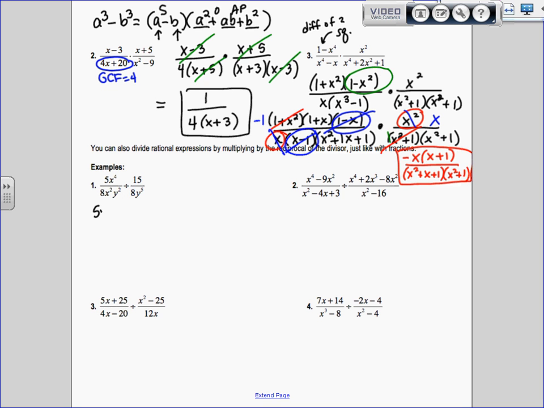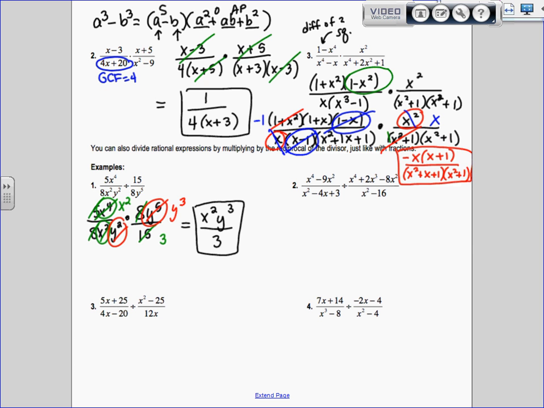So for this one, I'm going to have 5x to the 4th over 8x squared y squared times 8y to the 5th over 15. And I'm going to start reducing. So like 5 and 15 make 3. 8 and 8 go away. Look at my x's. I have x to the 4th over x squared. Right? So if I had 4 x's on top and 2 on the bottom, I'm going to have x squared on top. And then I have y to the 5th and y squared. So I cancel, I get y cubed. So my final answer is x squared y cubed, and then everything on the bottom's gone except for 3. So x squared y cubed all over 3. See how it can get kind of messy? You got to keep track of all those.